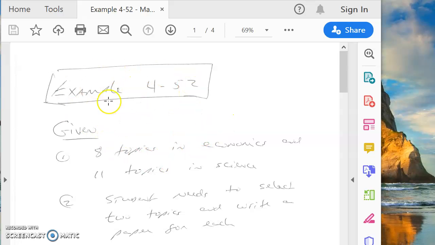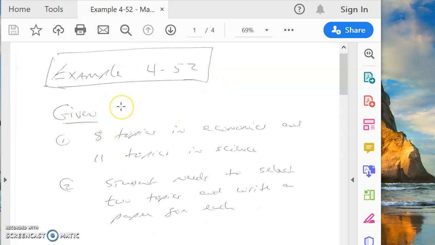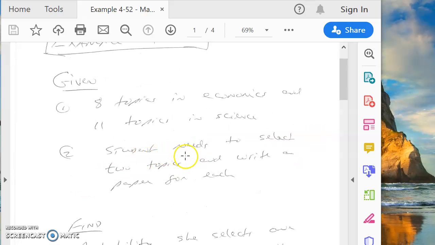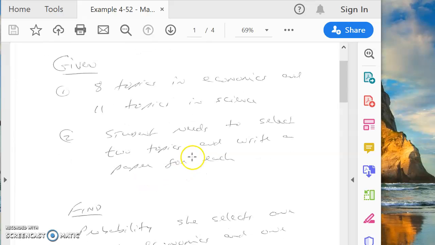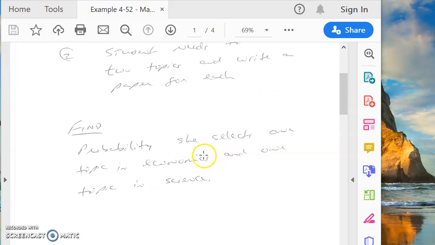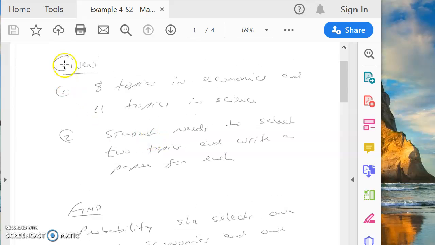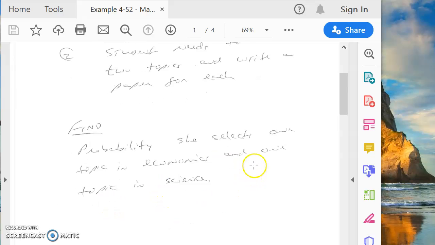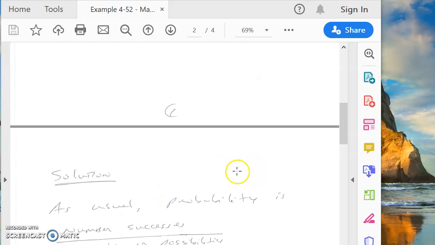So obviously right here, I'm just writing down the title. Write down the information that you're given. You are given certain information. Write down what it is that you're given. So item number 1, 8 topics in economics, 11 topics in science. 2, student needs to select 2 topics and write a paper for each. Then we say find. So you see what's going on here? We have given and then we have find. Probability she selects 1 topic in economics and 1 topic in science. Then you go to solution.